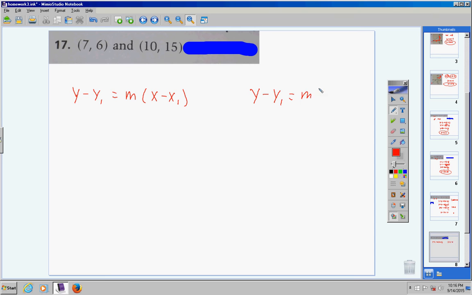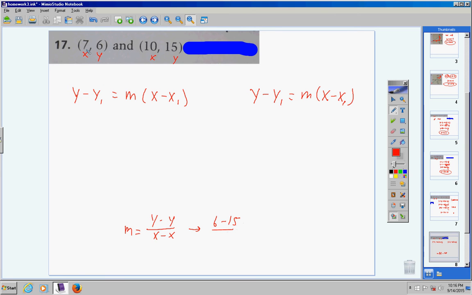Okay, now you are going to have to find the slope on your own. So remember how to find the slope. m equals y minus y over x minus x. So this is an x, this is a y, this is an x, this is a y. y minus y, 6 minus 15.